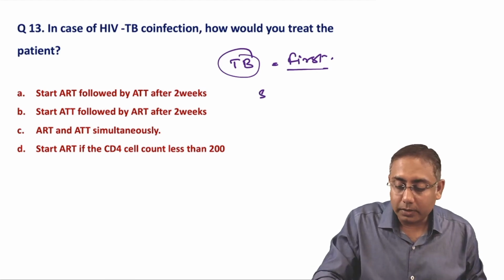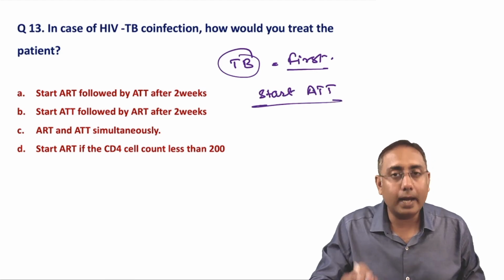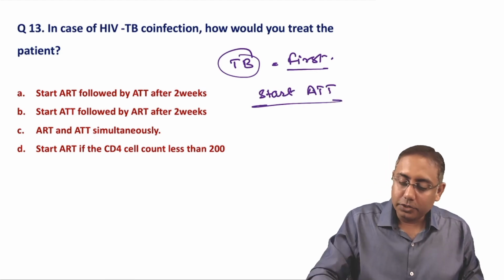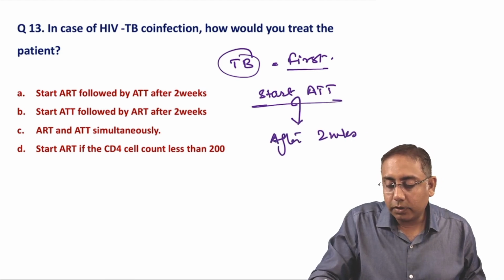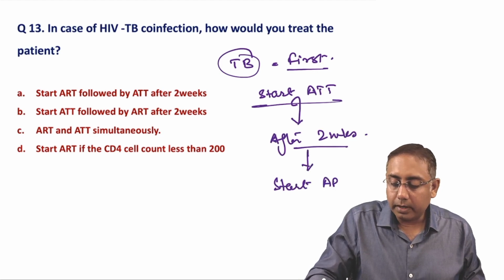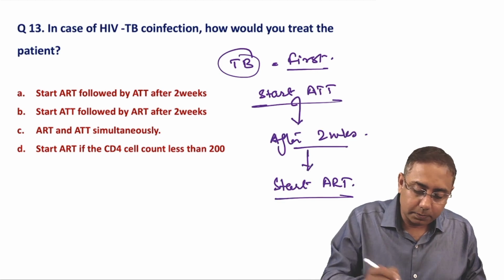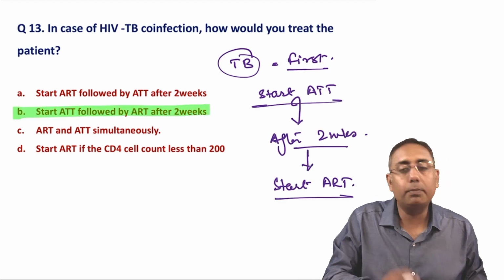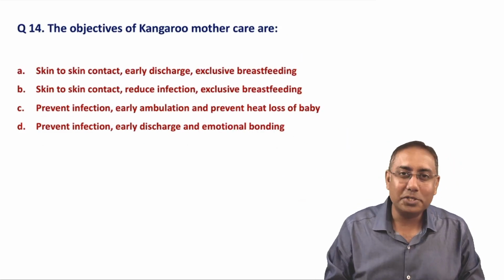You start ATT, which stands for anti-tubercular therapy, and after 2 weeks of the ATT, you can start the ART. So which is the best option over here? Start ATT followed by ART after 2 weeks. Simple question, simple answer.